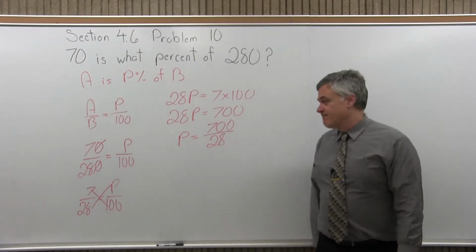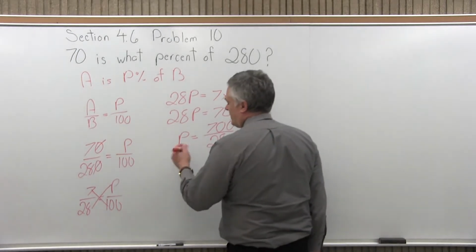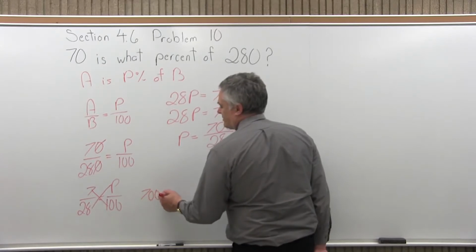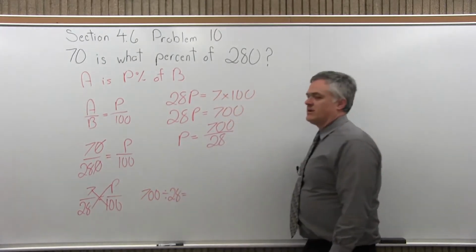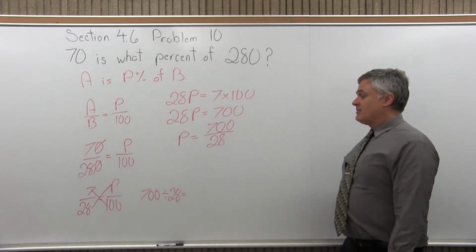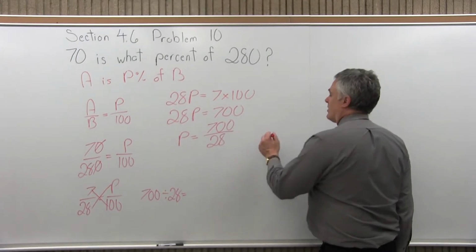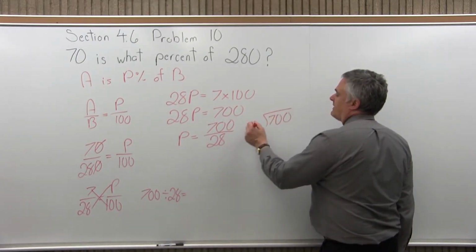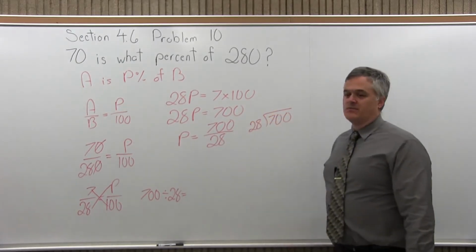Now, that's something you may or may not be able to do easily. So if your teacher allows you to use a calculator, just do the numerator, which is 700, divide by the denominator, which is 28 equals, and you'll get your answer right away. Now, if your teacher does not allow you to use a calculator to solve this problem, what you have to do is the numerator goes under the division symbol, 700, and then the denominator goes in front of the division symbol. 28 divides into 700.